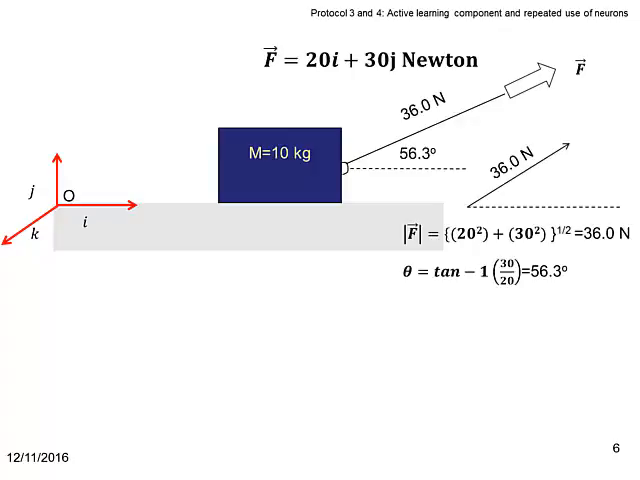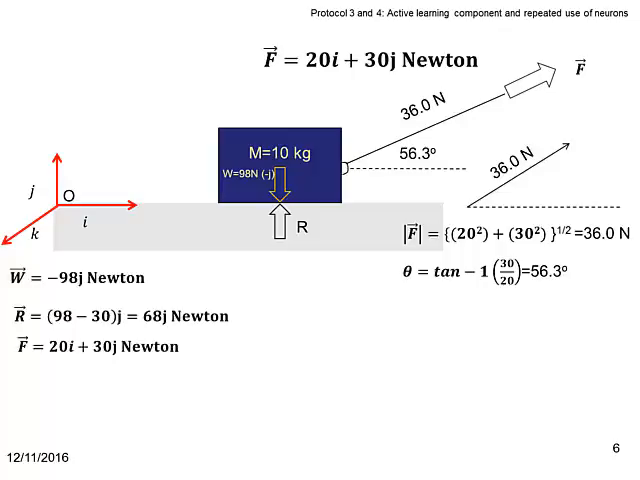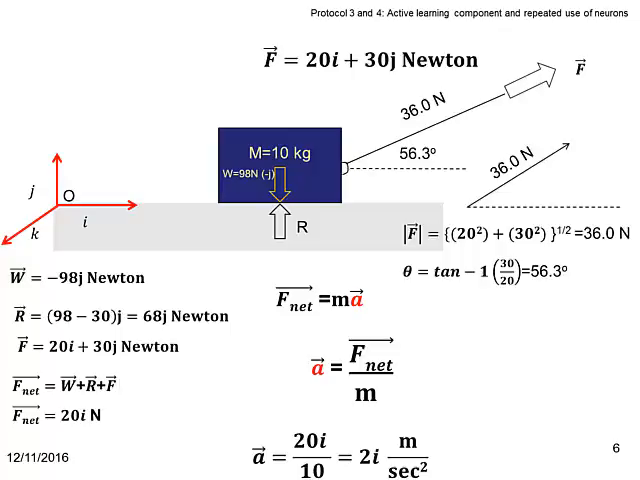The first step is to find the net force acting on the block. In order to do that, we have to identify the forces acting on the block, which are the weight, reaction, and applied force. If we add all these forces together, or take the vector sum, we get the net force acting on the block as 20i Newton. Net force divided by the mass of the block will give you the acceleration.